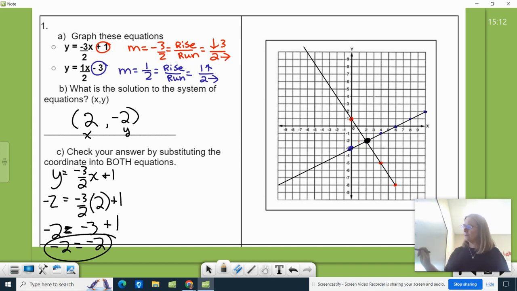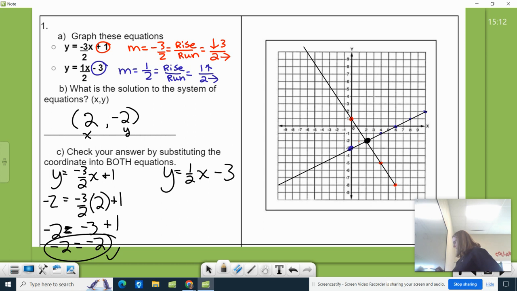If you've done it correctly, negative 2 equals negative 2 will be what you come out with. If it came out to anything else, like 4 or 50 or a different number, it's wrong. Negative 2 can only equal negative 2. So that is correct. Now I have to do it on the other equation. So y equals 1/2 x minus 3.